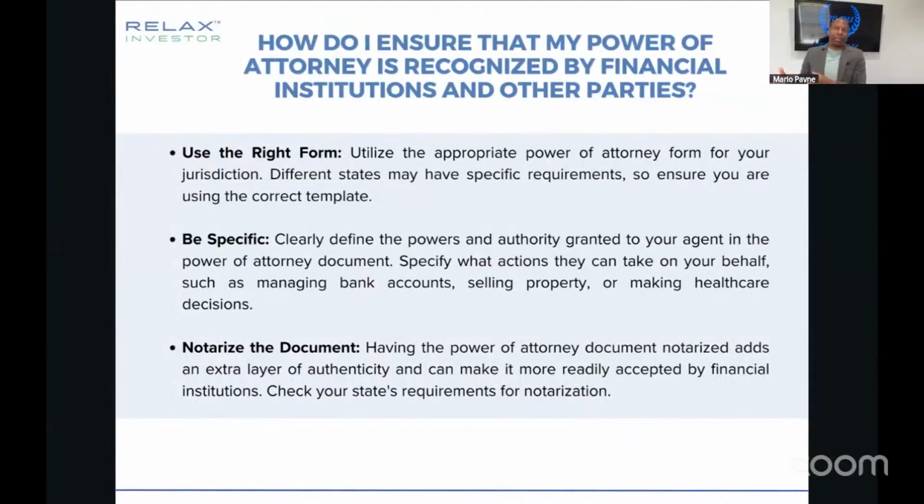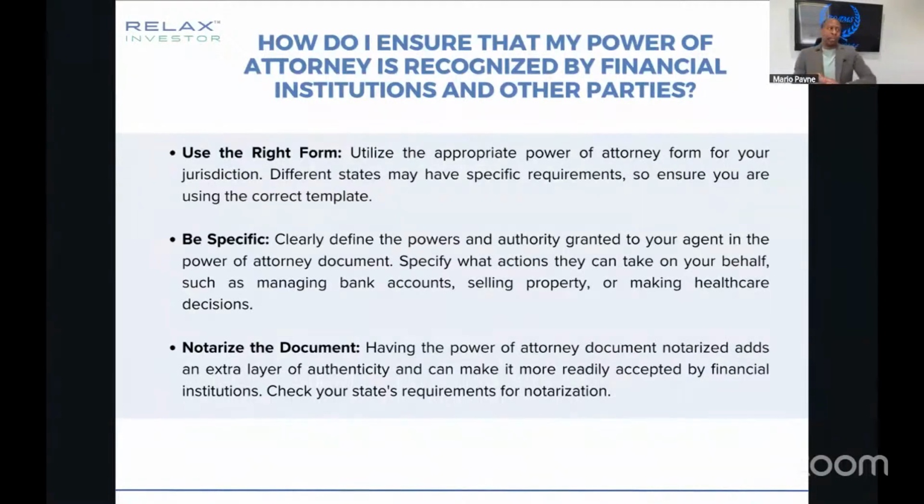If you have a template with us at Relaxed Estate, everything is state specific. Anybody who uses our platform, everything is state specific except for Louisiana, but every other state is state specific. It is very important to use the proper documentation because we don't want the power of attorney to get contested, be wrong, and then get thrown out. We don't want that to happen.